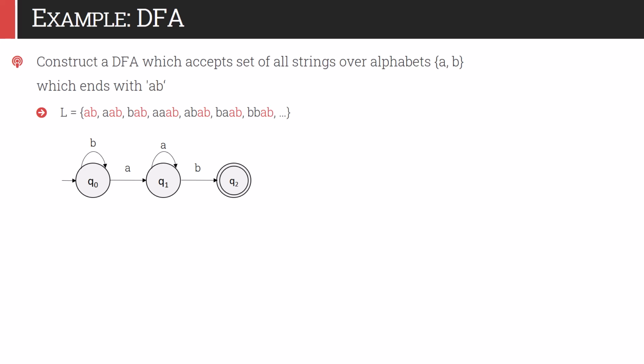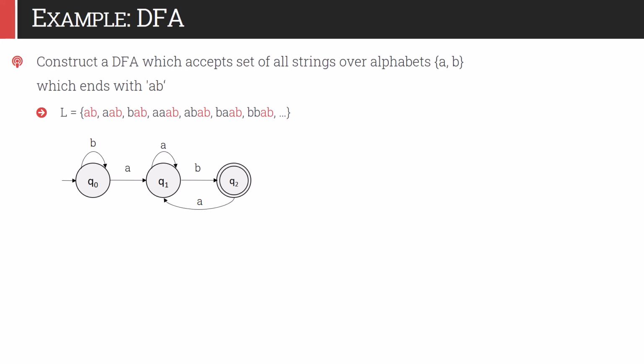Can we have an arc of A from Q2 to Q1? That's very much possible, because when we read A, then to go to the final state, I must read B again. So from Q2, I'm reading A going to Q1. From Q1, I'm reading B going to Q2. So that string will definitely end with AB. So that is valid.